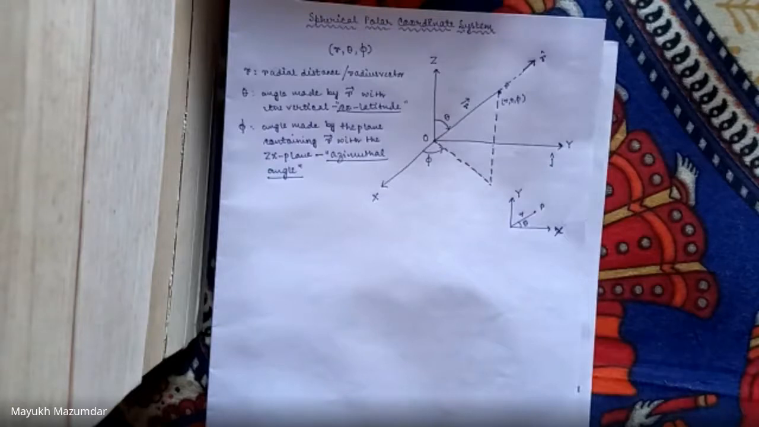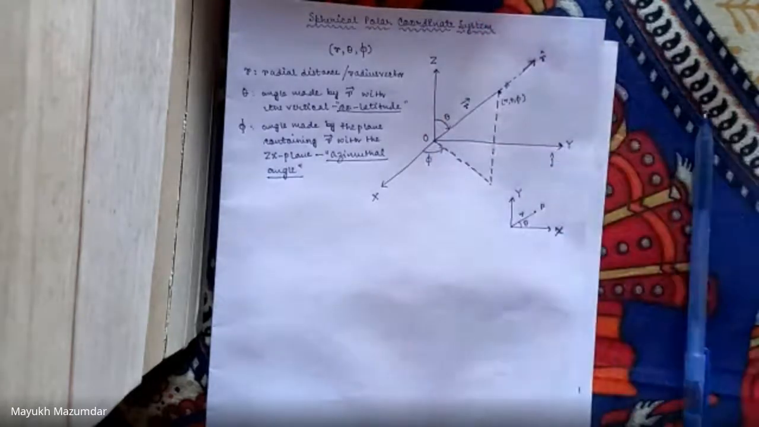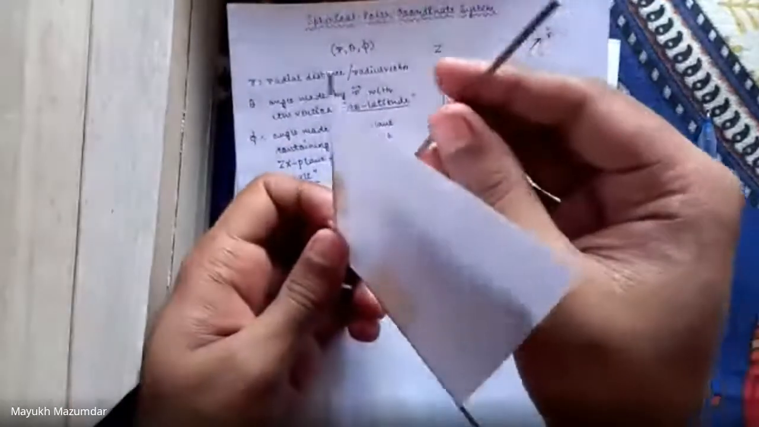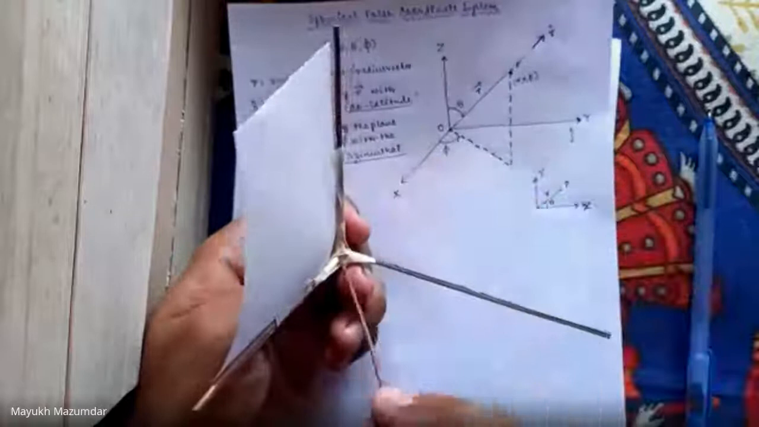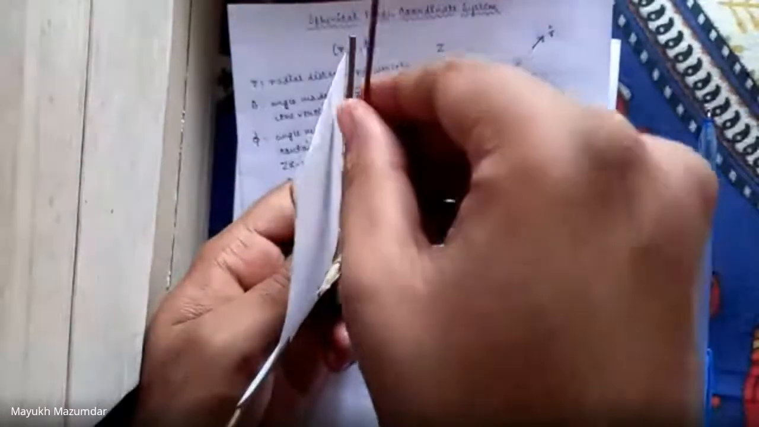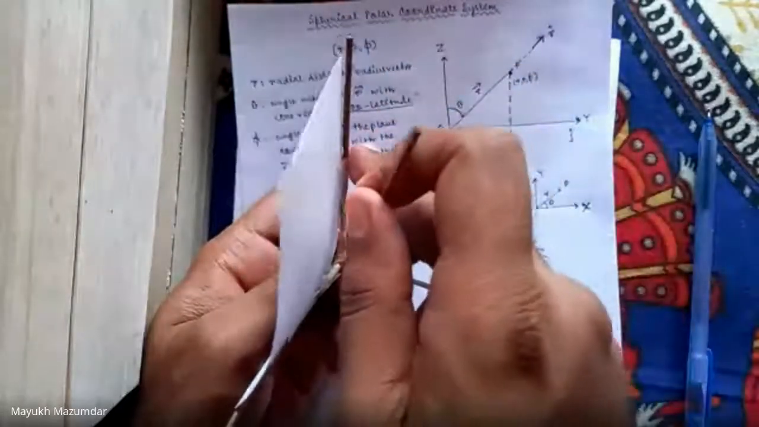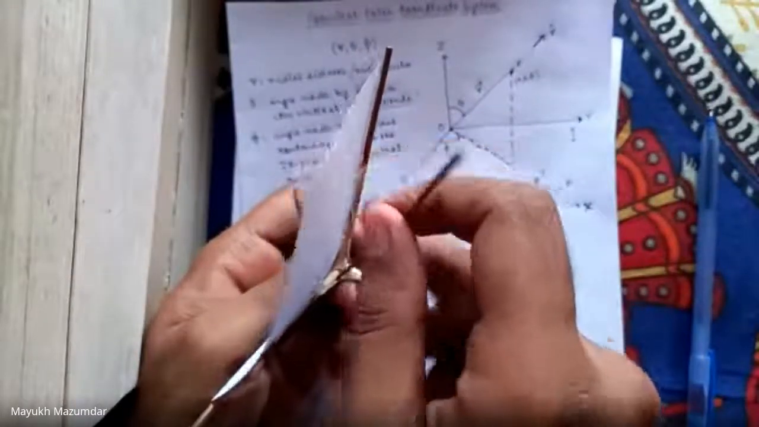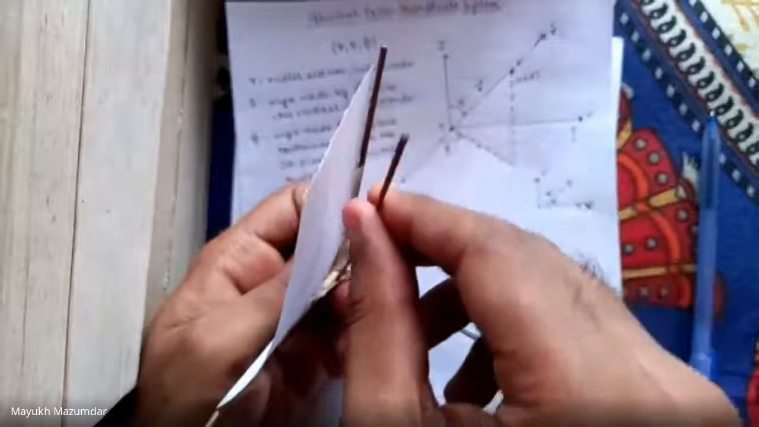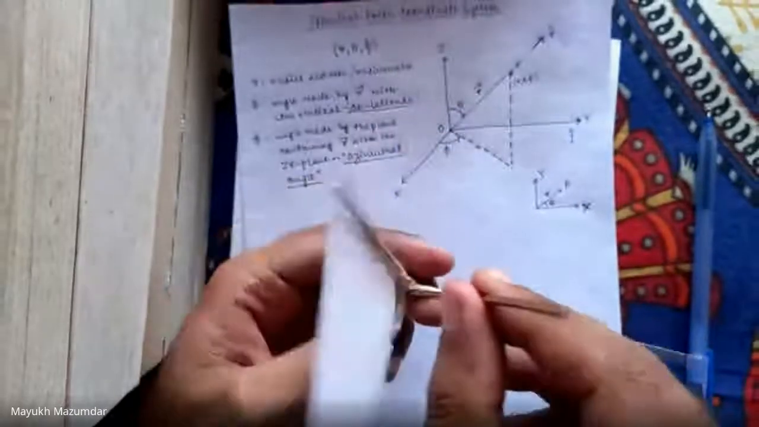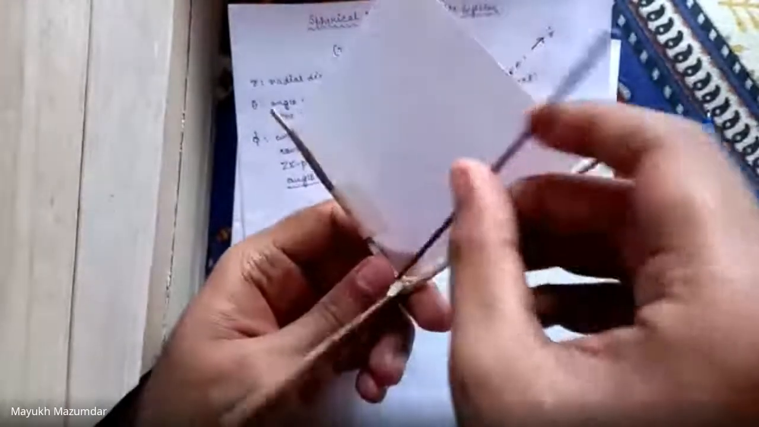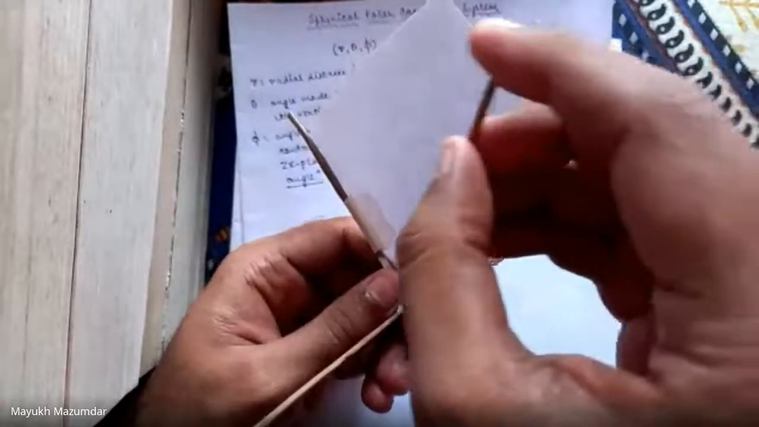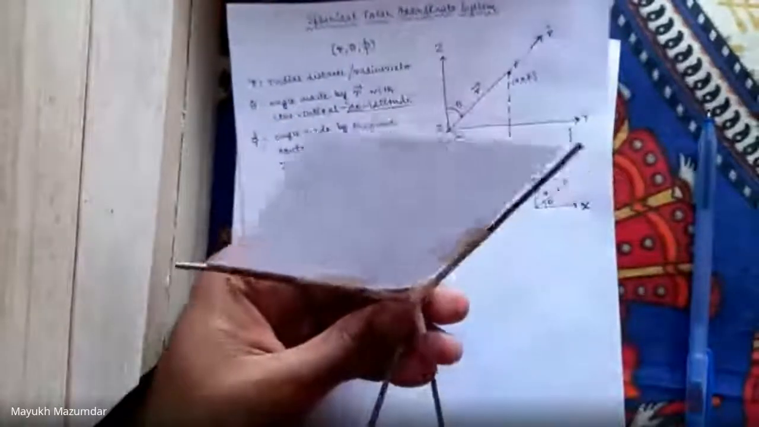So if your radius vector moves downwards, then your theta will increase, isn't it? Theta is the angle made by r with this axis. So if you go along this direction, you can see the angle is increasing, isn't it? See, the angle is 0. It's increasing, increasing, increasing. It is now 90°.